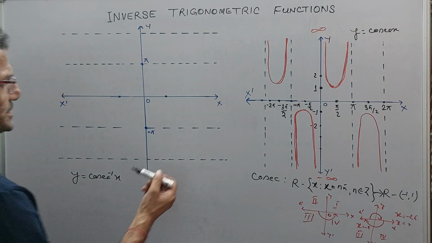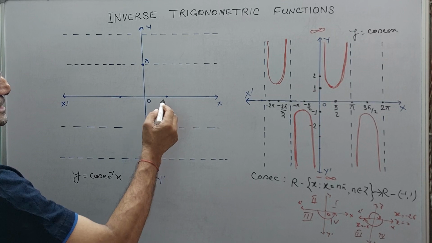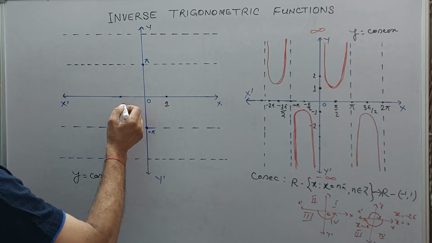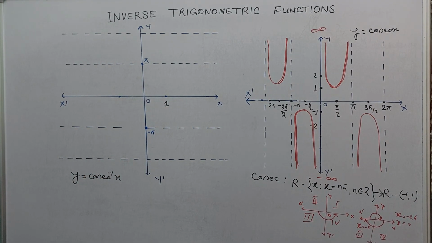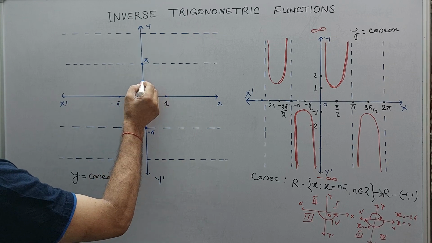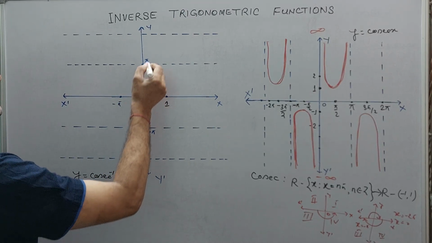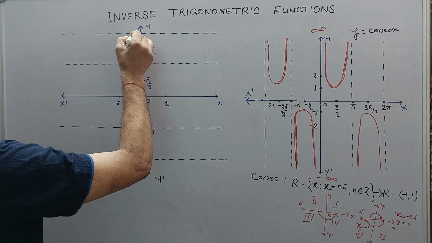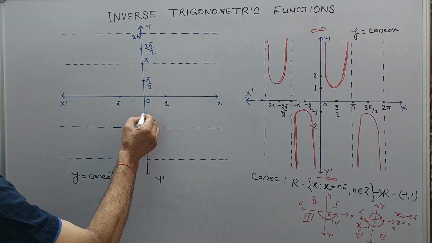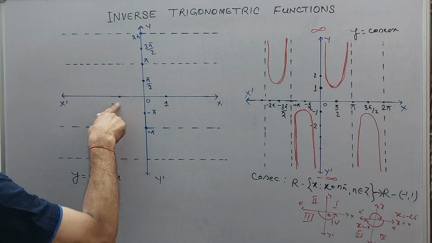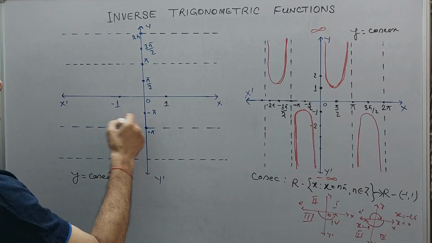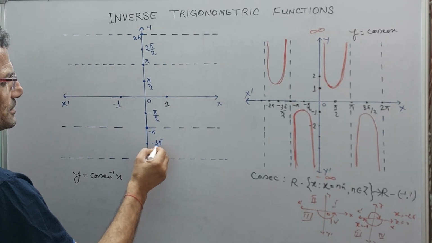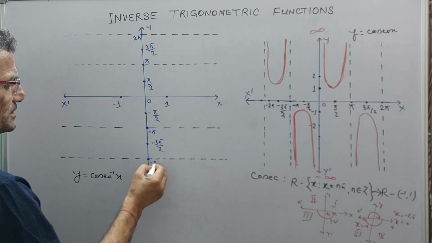These intervals we already discussed, and for cosec inverse, this is plus 1, this will be minus 1, plus 1 minus 1, this is pi by 2, pi by 2, this is pi, this is 3 pi by 2, and this will be 2 pi. And same way here, this is minus pi by 2, this is plus 1, minus 1, minus pi by 2, and it will be minus 3 pi by 2, and it will be minus 2 pi.